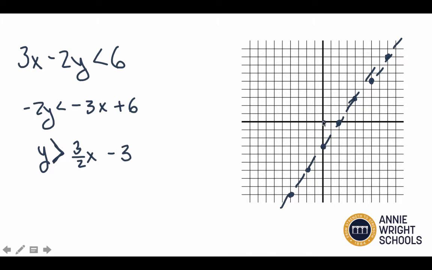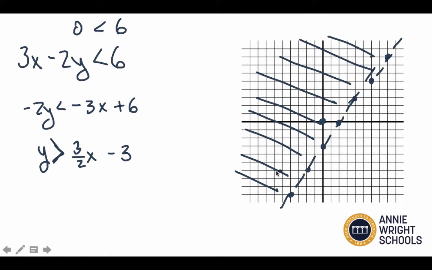Now, pick a point like 0, 0. It can't be on the line, because any point on the line will make y equal this. So we want a point over here or a point over here. And you can pick any point you want. I just think 0, 0 is the easiest. Is 0 less than 6? And the answer is yes. So you shade everything over here. Good?